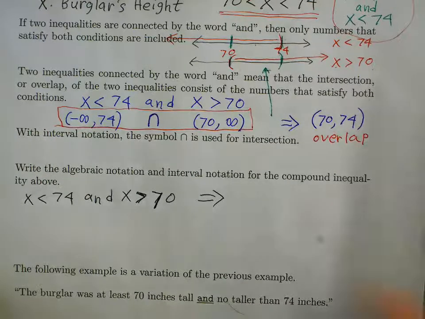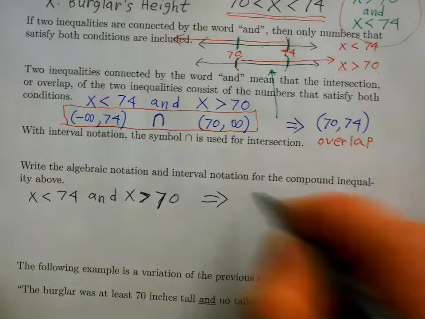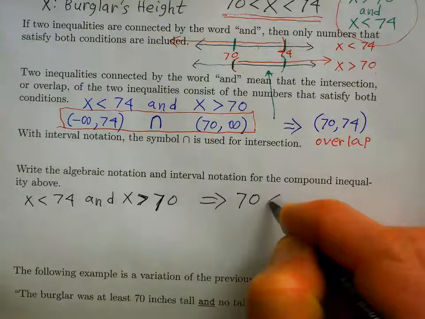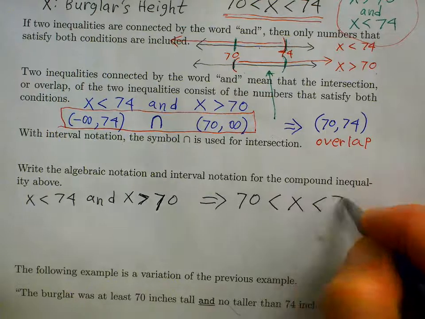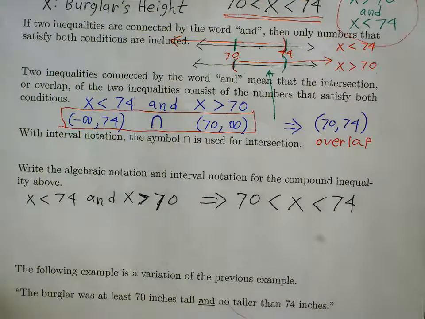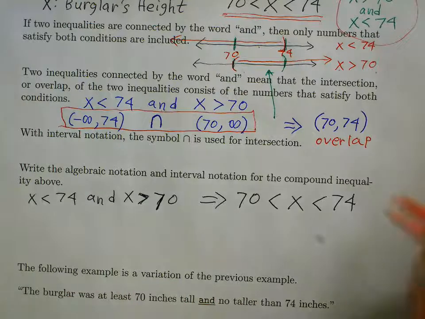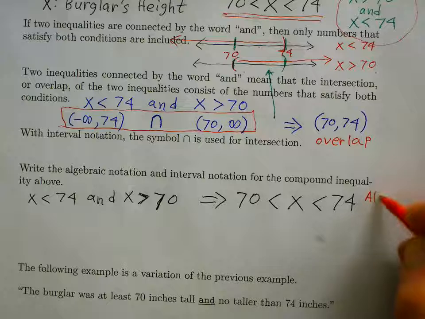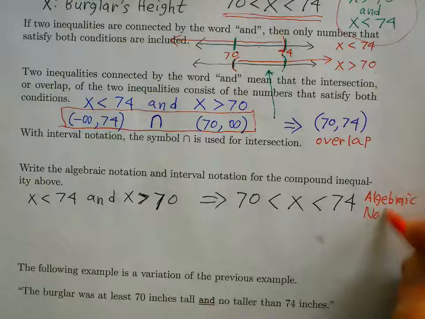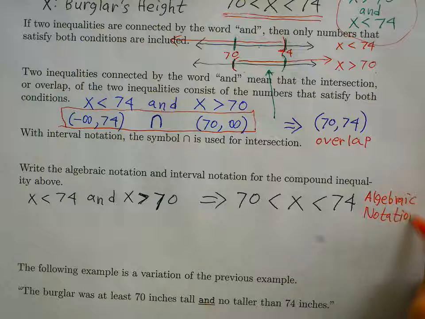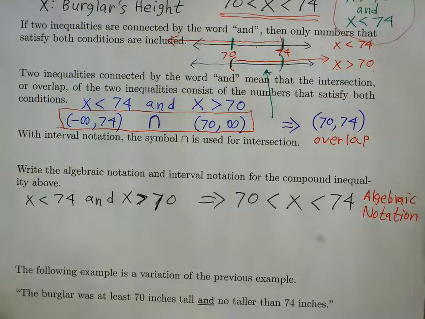The way that we want to write it is what we already saw above. We want to write it as 70 is less than x, which is less than 74. So this is the algebraic notation that we want to write in this case. That is the overlap of the two sets.